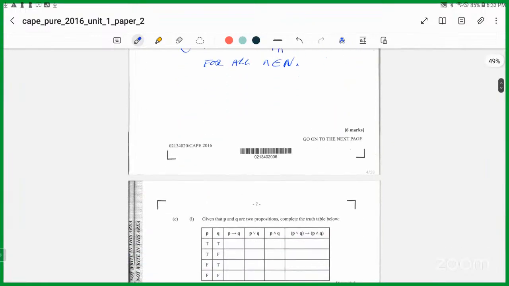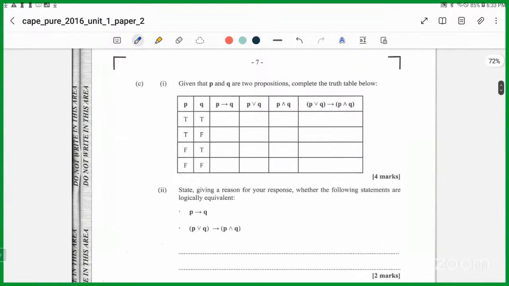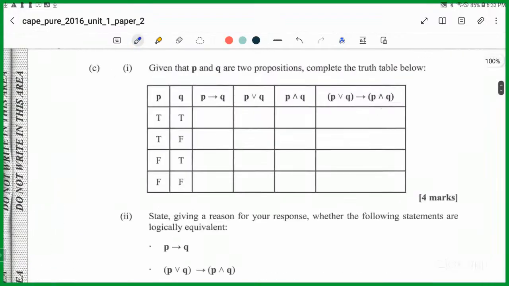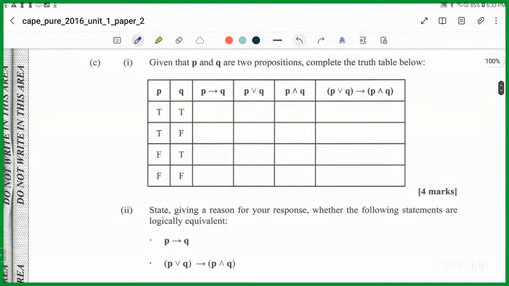Alright, let's do this reason and logic. So they give us this truth table. P and Q are two propositions. We have to complete the truth table. That's a conditional statement. Remember, a conditional statement is false only when the antecedent is true but the consequent is false. That's the only time this is false. It's true everywhere else. That is it.